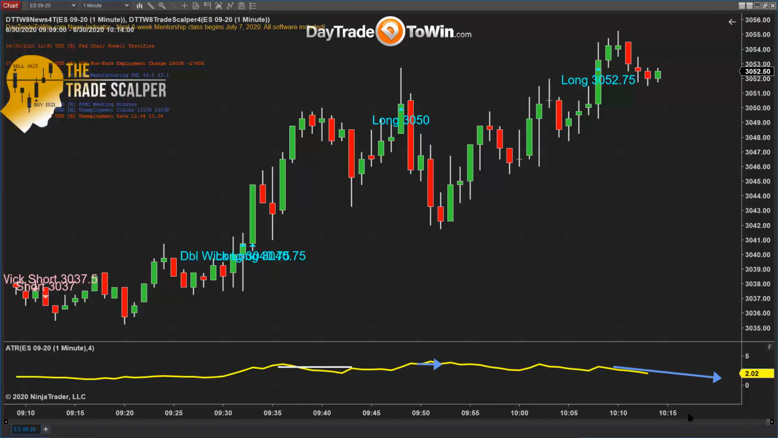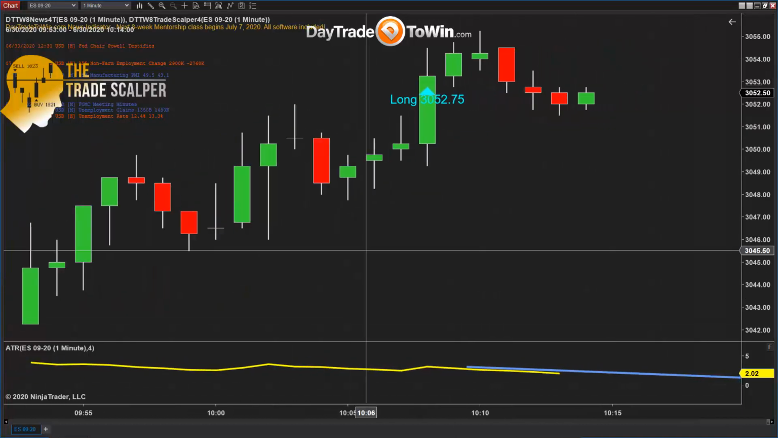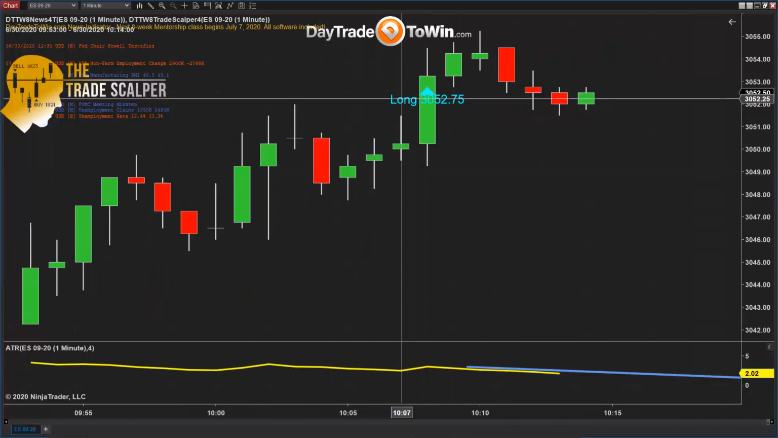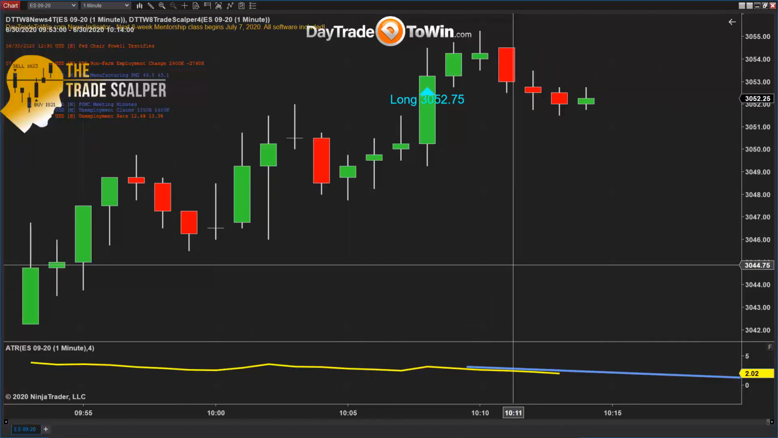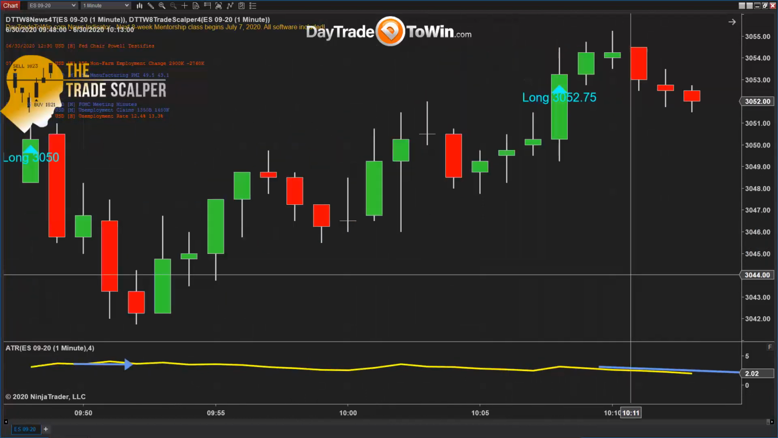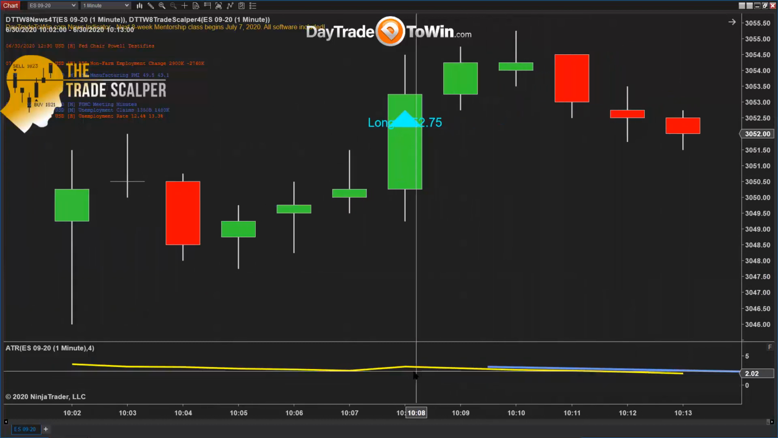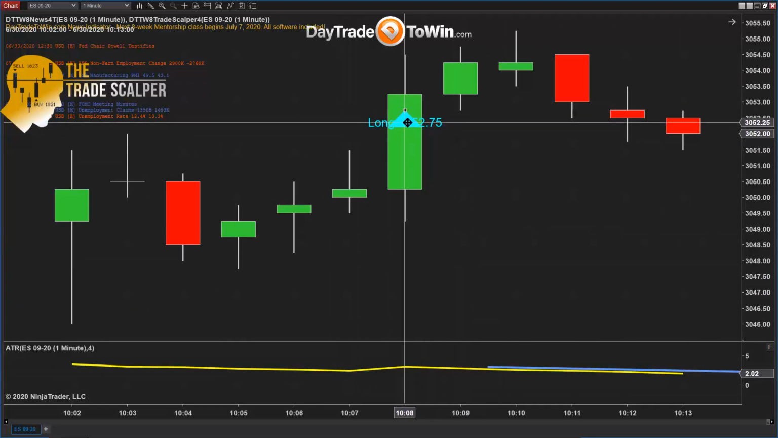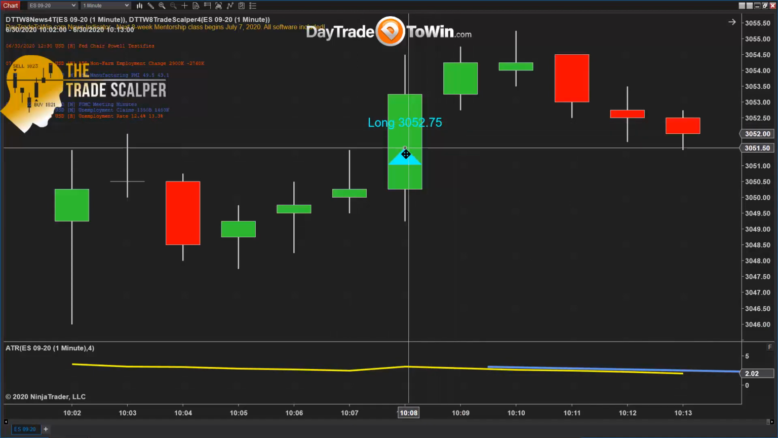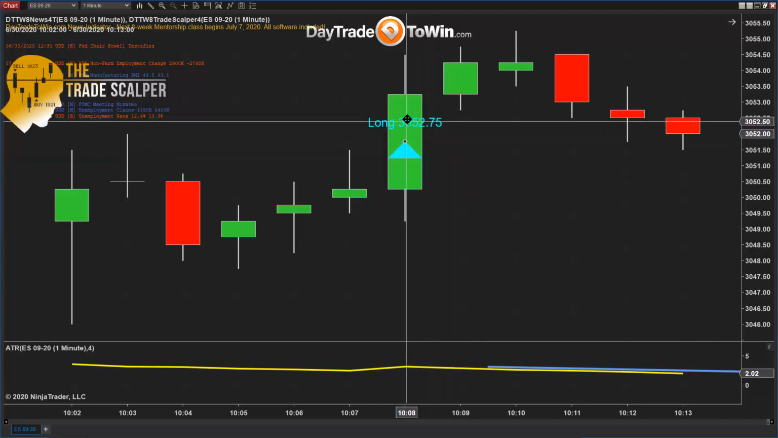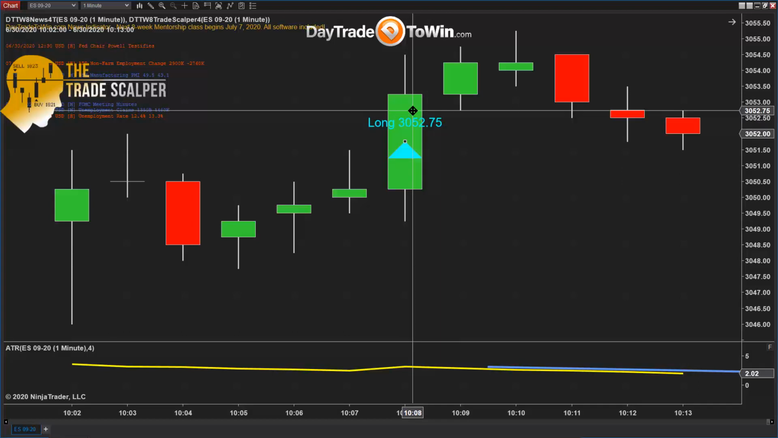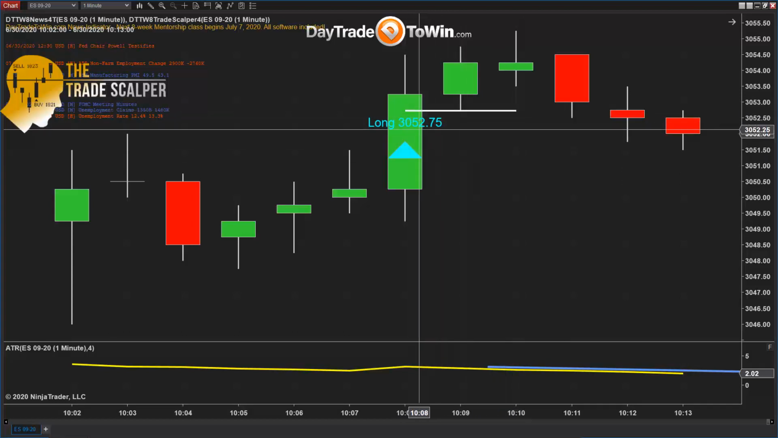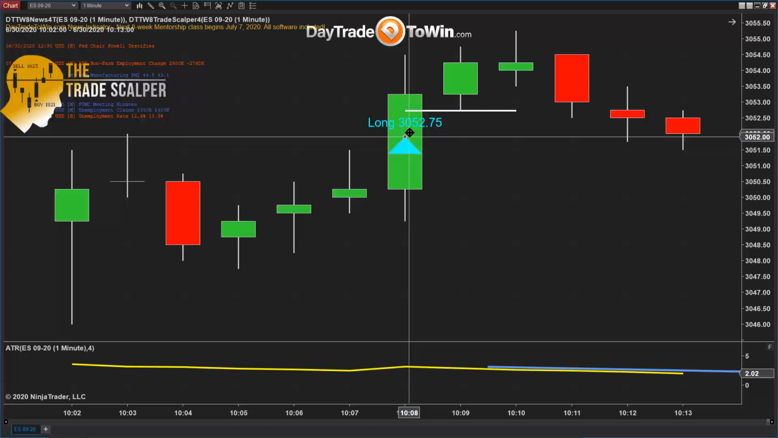Now, if you look at this signal here, 30.52.75. So I'm going to take this very slow. I'm going to expand this out just so we can see it. Okay. So 30.52.75 is right here. This is the entry, 30.52.75. That's where the little arrow is there.